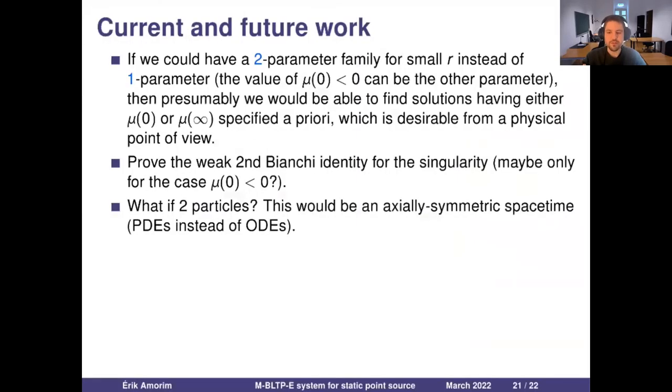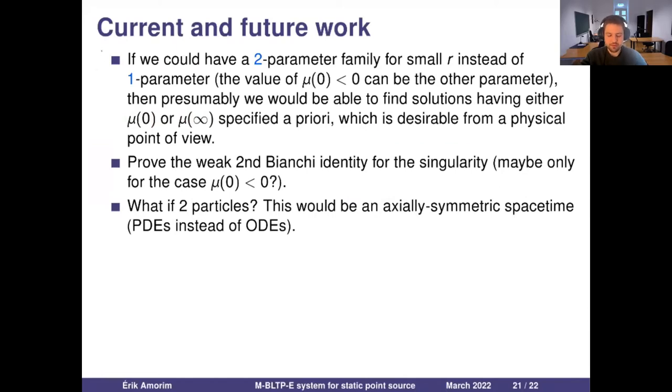So some of the things that I mentioned during the talk about future work, I think this is the main idea now. The thing that I still believe is true: if I could actually have a two-parameter family of solutions for small r instead of one parameter, and maybe the value of the bare mass could be the other parameter here, then the situation is completely different. You have two surfaces intersecting in a three-dimensional space, so you have a whole family of possible solutions. So presumably you have infinitely many solutions. You can possibly then find solutions having either the bare mass or the ADM mass specified a priori instead of coming out from the theorem as some random value, which is desirable from a physical point of view.